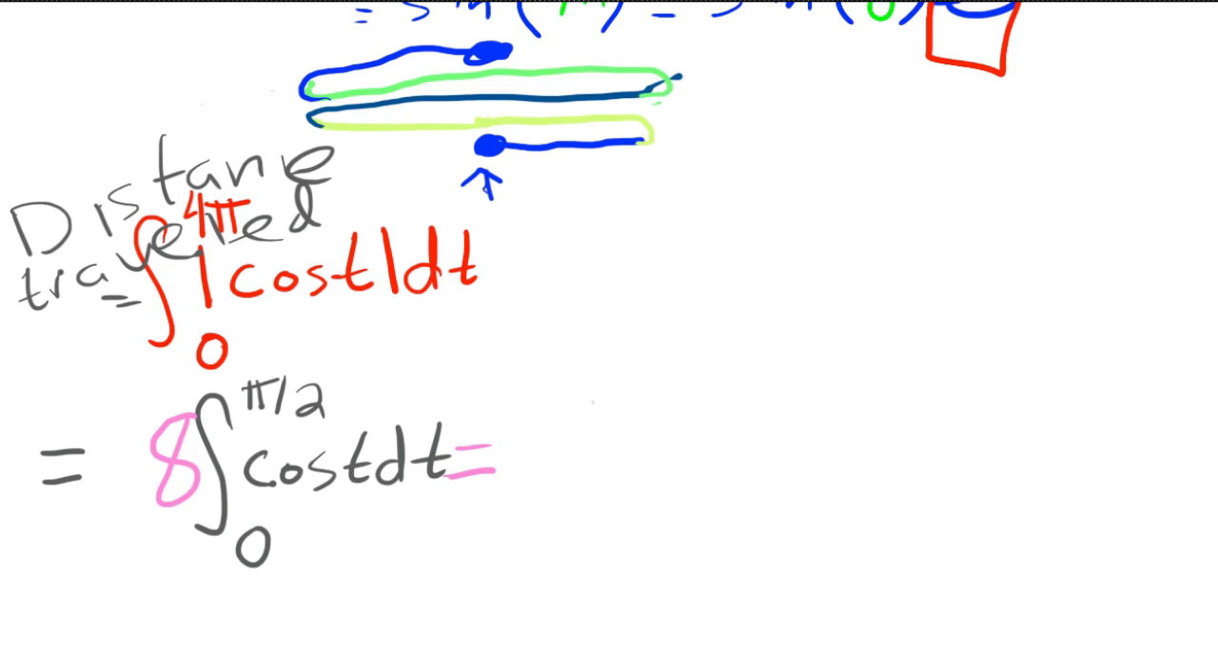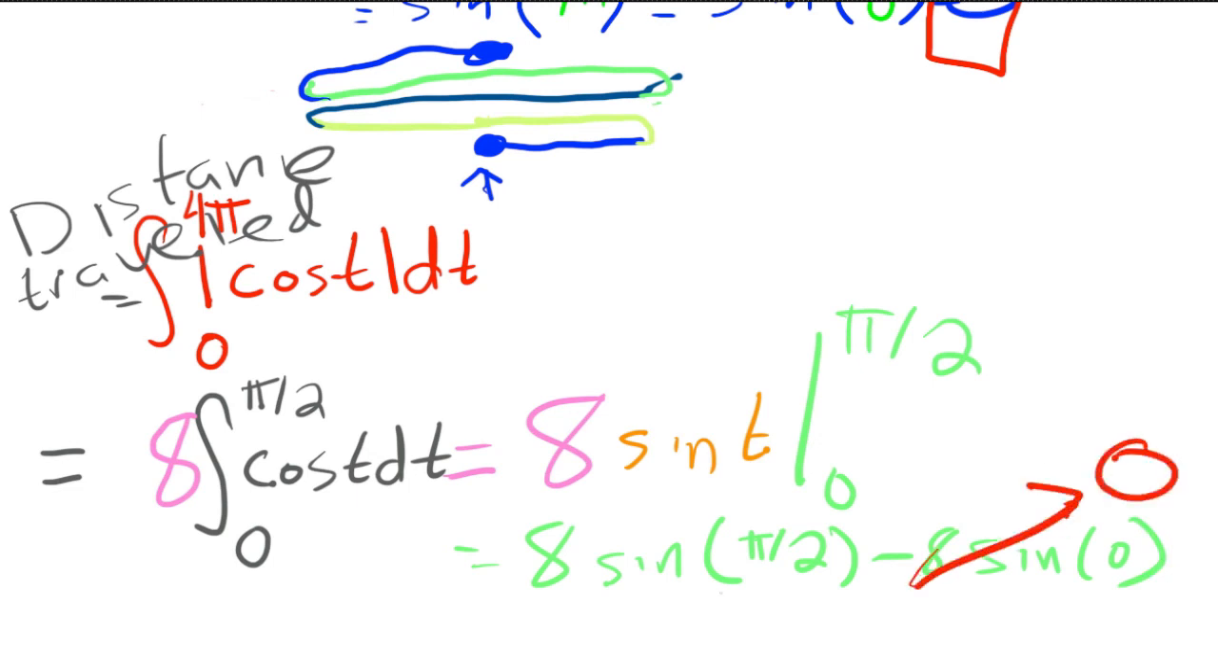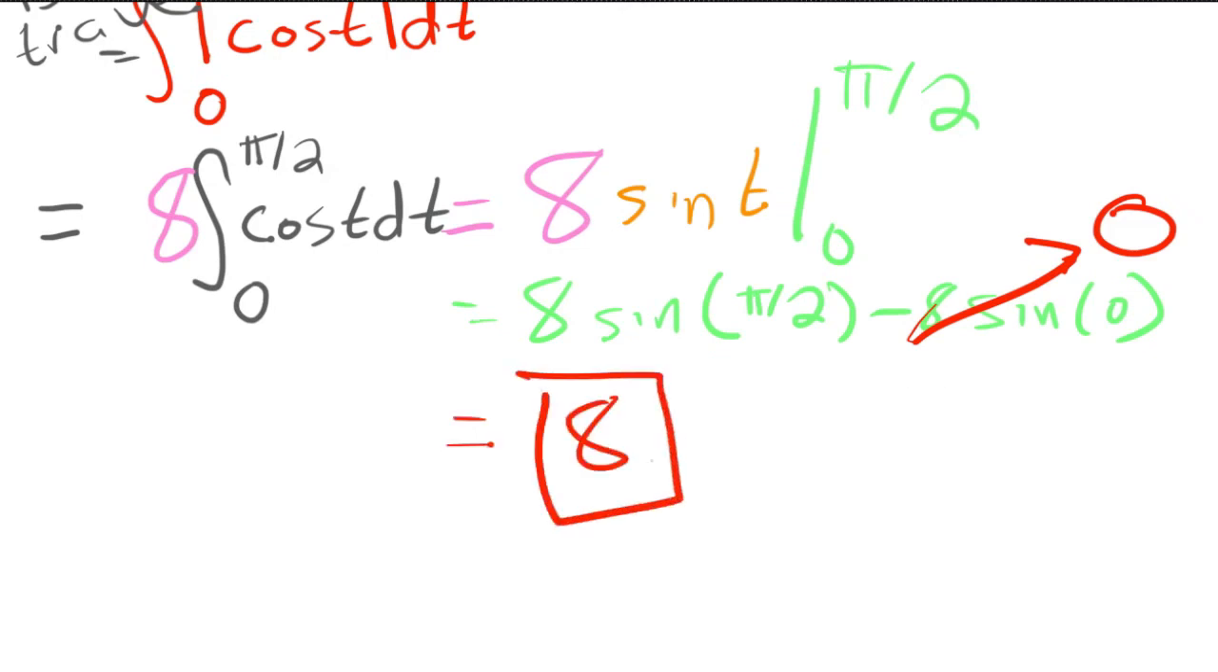So this is equal to 8 times the integral. The antiderivative of cosine again is sine, and we're going to evaluate this from 0 to pi over 2. So this is equal to 8 sine of pi over 2 minus 8 sine of 0. Sine of 0 is 0, and sine of pi over 2 is 1. So this is equal to 8 meters is how far he traveled.